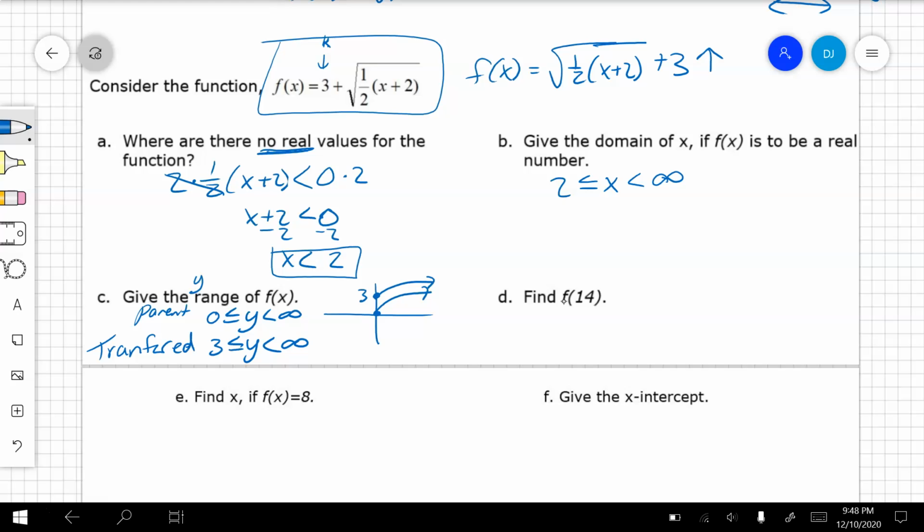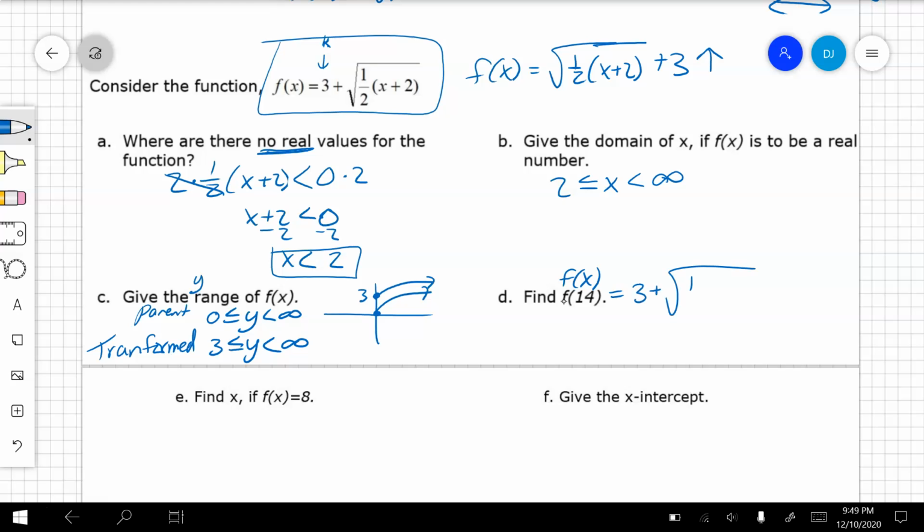Okay, I know I missed a letter there. Transformed function. Okay, now the next one is we're going to go ahead and find f of 14. So f of 14 just means that 14 is our x value. So we're going to look for where x is 14, and we're substituting it in. It's already written there.